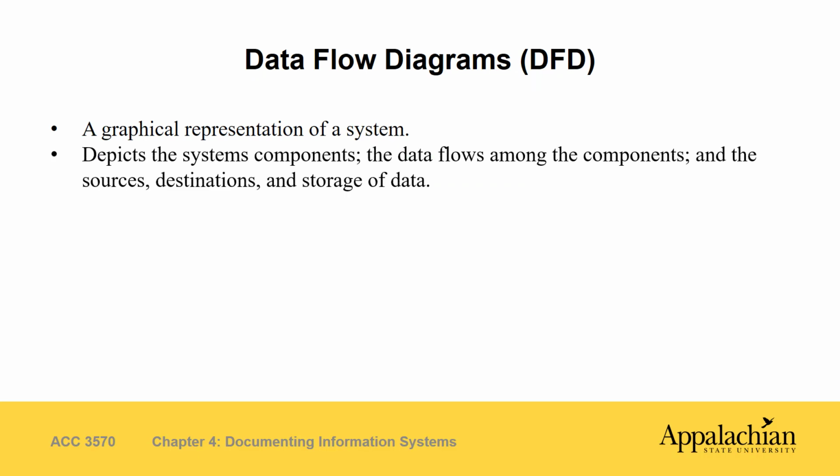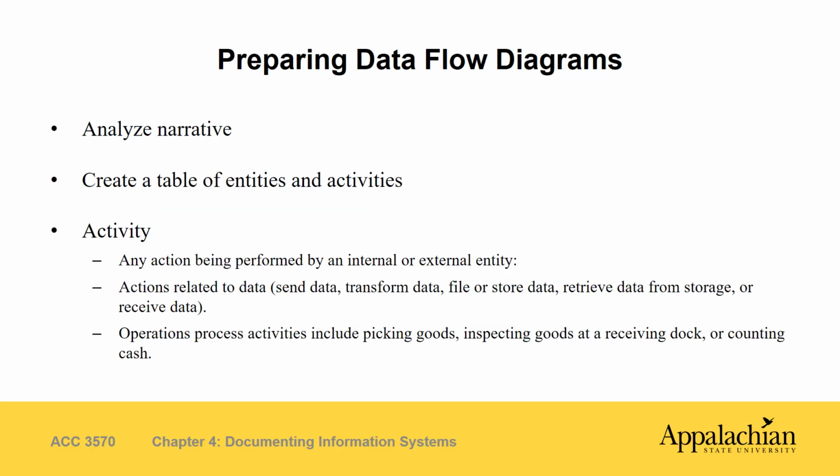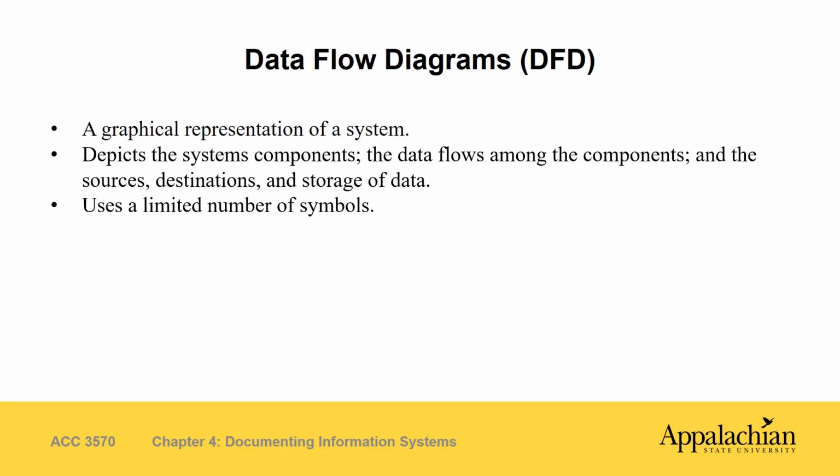So, data flow diagrams are graphical representations of a system. They describe the components and the flows among the components. There's a limited number of symbols with data flow diagrams. You've got a circle, you've got a box, and then you've got arrows, and then you've got where you put storage.